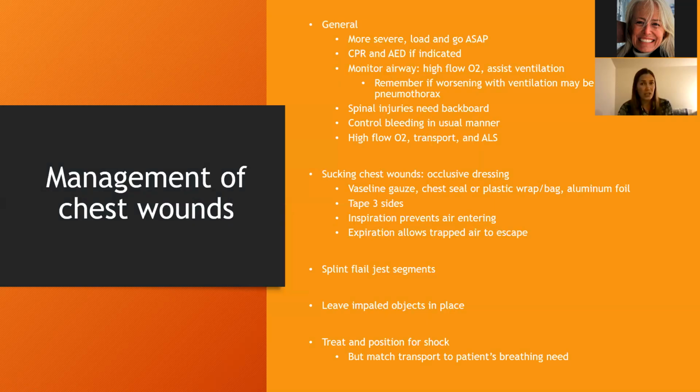Always, always monitor the airway, get the oxygen going, assist ventilations if you need to. Remember again, if they're worsening as you're doing ventilations to help them, it may be a tension pneumothorax. Pay attention to spinal injuries, use the backboard where you need to. The backboard can also come in handy if you need to do CPR and someone's not on a firm surface. Get a backboard underneath them.